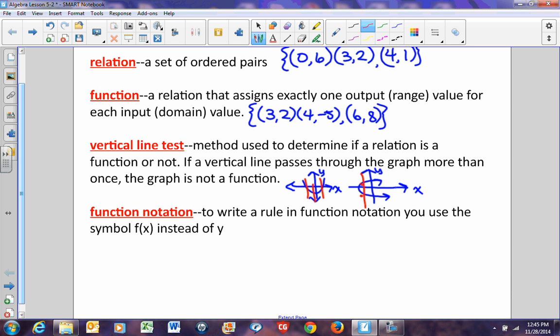Function notation is to write a rule. In function notation, you use the f of x symbol instead of y. We're used to seeing something like y equals 2x plus 6. Function notation replaces this y with the symbol, so f of x equals 2x plus 6. It's just a fancy way of writing y equals. Don't let it confuse you. It's just another way of writing y equals.